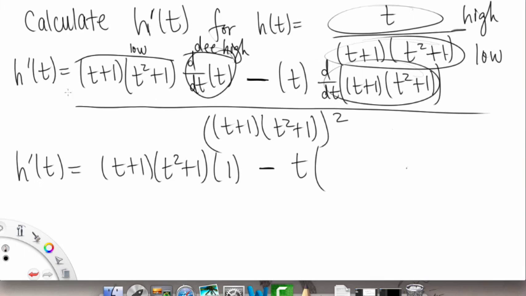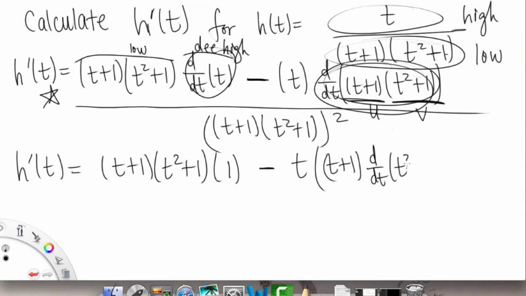So first of all, to get to this first step, we use quotient rule. And now here, for this circled thing, we're going to need to use product rule, right? So our u is going to be t plus 1, and our v is going to be t squared plus 1. So if we have u times v prime, we're going to have t plus 1 times v prime, that would be d dt of t squared plus 1. Okay, and then we have that addition sign from the product rule. And then we have u prime, so d dt of t plus 1 times v, so t squared plus 1.